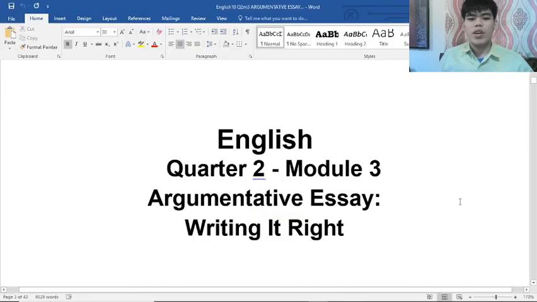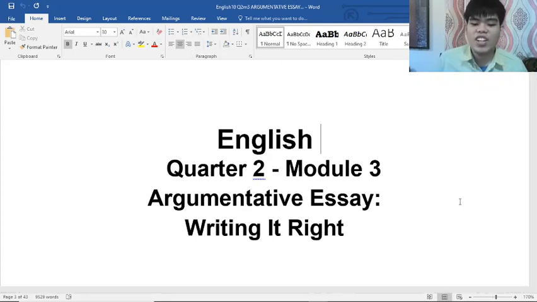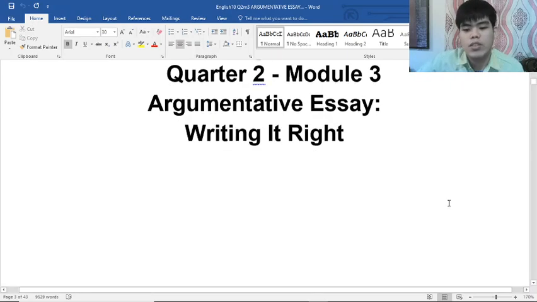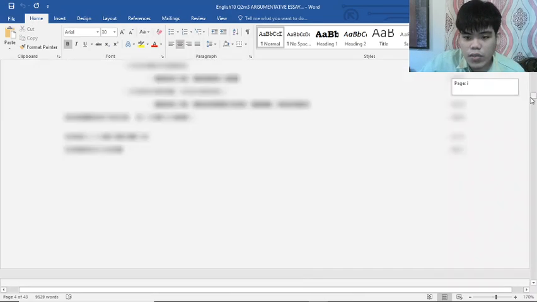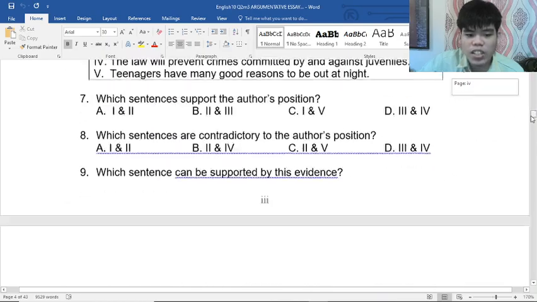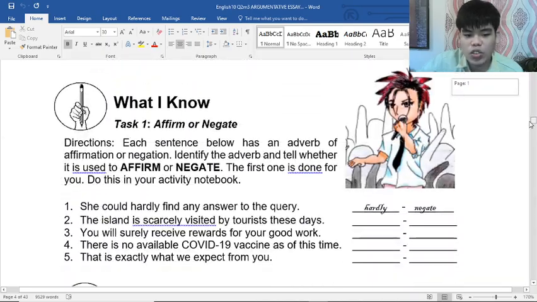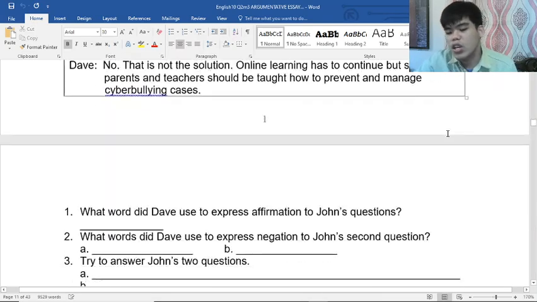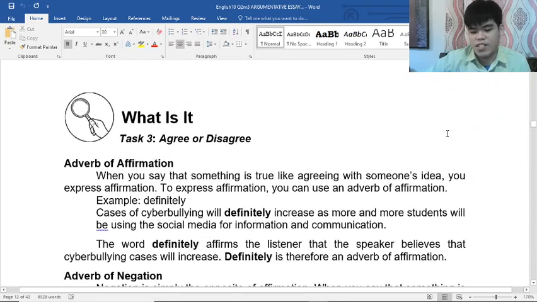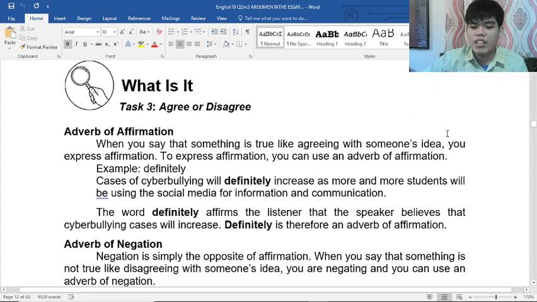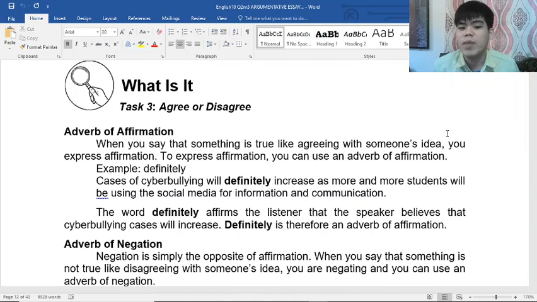Good day, everyone. So here we have a new lesson for today, which is writing an argumentative essay the right way. So let's first talk about what are the things that we may need to know or we may need to use in an argumentative essay. Most importantly, our ability to agree or disagree. Again, we are making an argument. Are we agreeing with the topic or are we disagreeing with the topic?